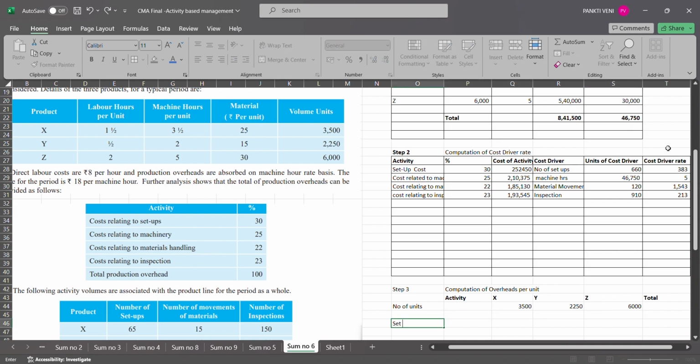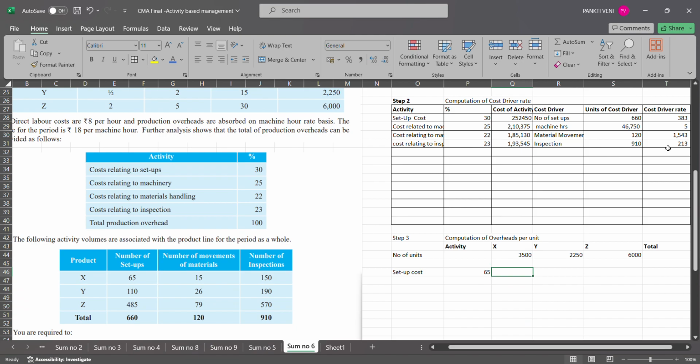Then what next do I have? I have setup cost. For setup cost, I'll go for the number of setups: 65, then 110, then 485. So this part is done; 660 is done, the number of setups. Now I have the next, total cost. The total cost given to me here is 383 for setup. So 383 into 65, then 383 into 110. That way I'll get my total cost.